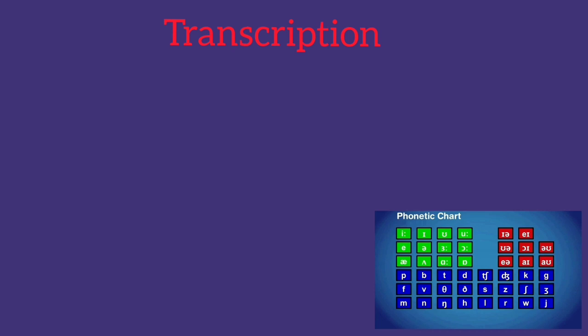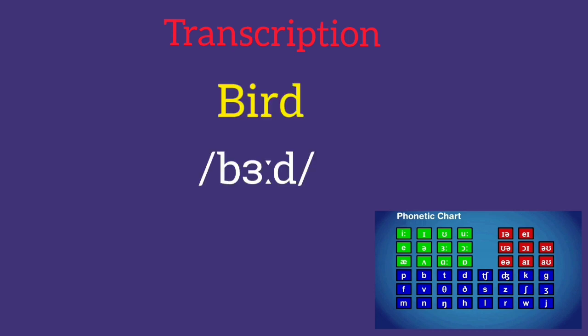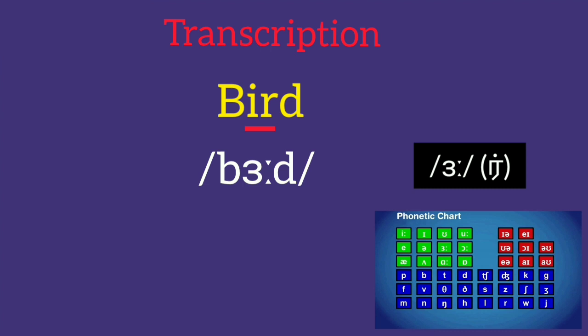Next, the answer for bird is slash b ir d slash. The letters I, R in the word bird match with the vowel ir. Since it produces a sound ir, its transcription is slash b ir d slash.